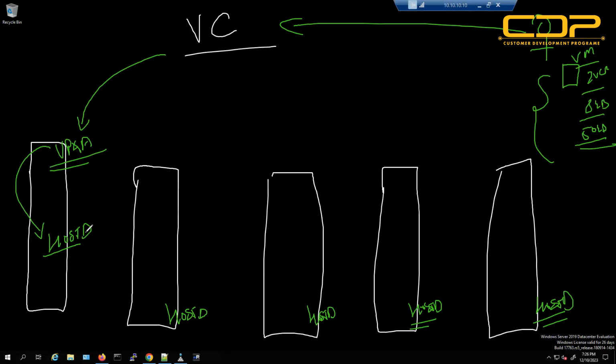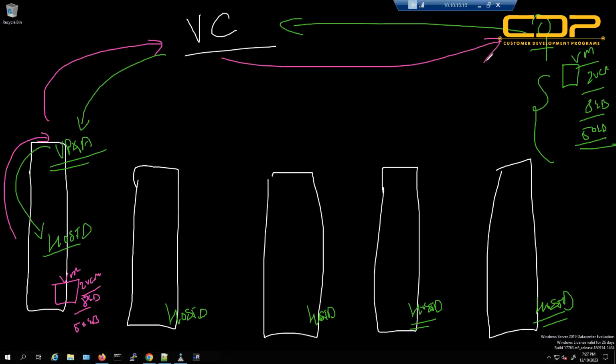vPXA will tell hostd, you need to create a virtual machine for me. These are the specifications: create a virtual machine with 2 vCPUs, 8 GB RAM, and 50 GB hard drive. Hostd will say okay, go ahead and create a virtual machine over here, with 2 vCPUs, 8 GB RAM, and 50 GB hard drive. Then this information is passed back to vPXA, vPXA gives it back to the vCenter, and then vCenter tells the end user that your virtual machine has been created. This is the communication workflow.